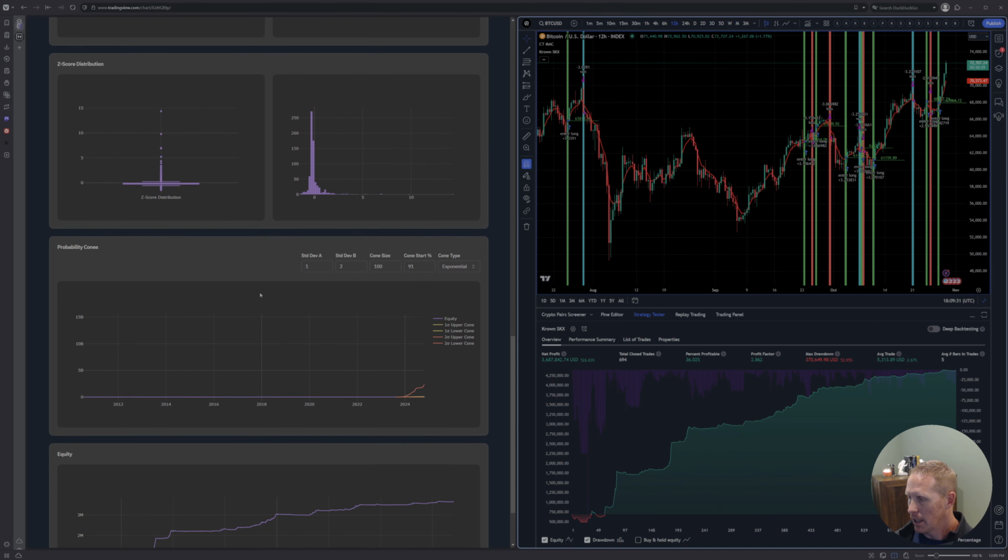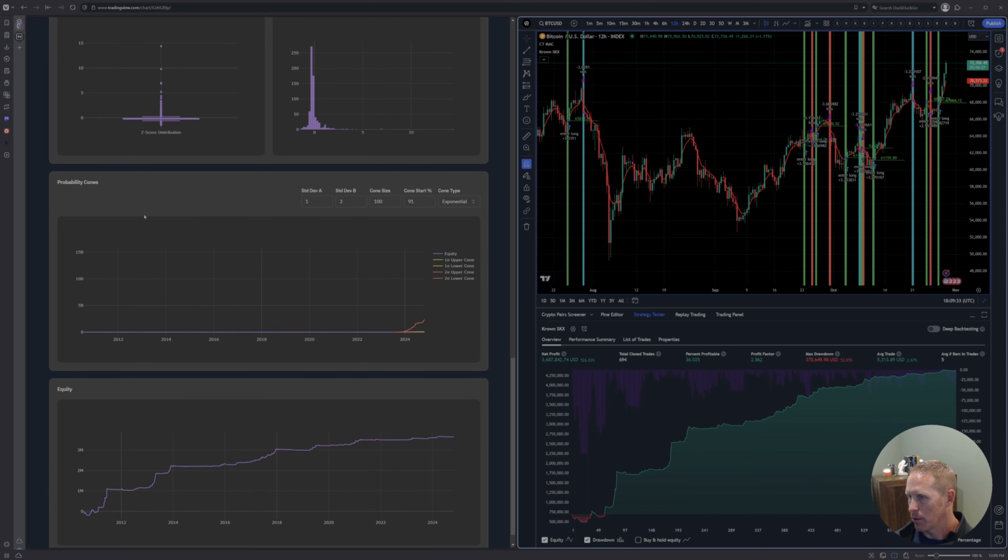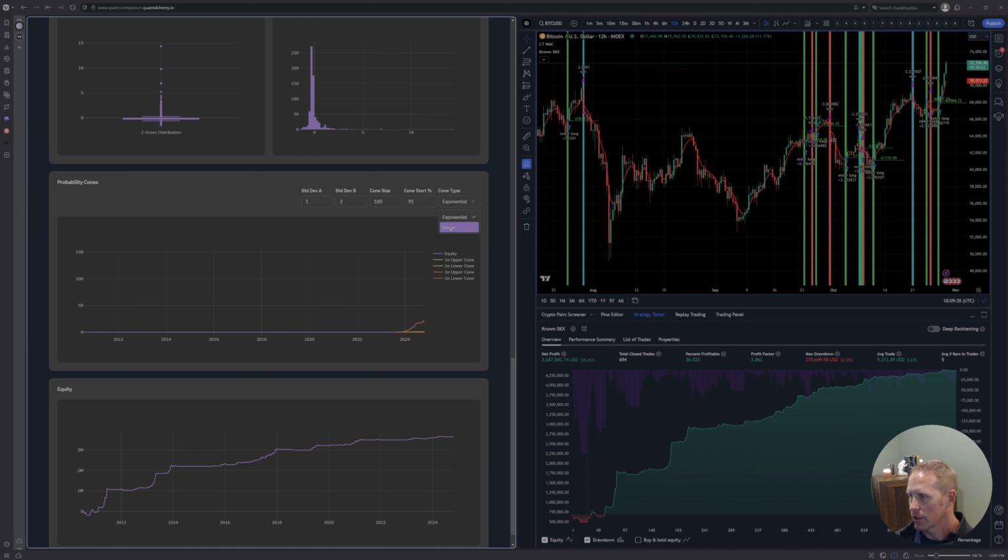That would be nice. But down at the probability cones, you can see using the exponential model in this case does not work. And so you can change over to the linear model to help you manage that trade in this context.